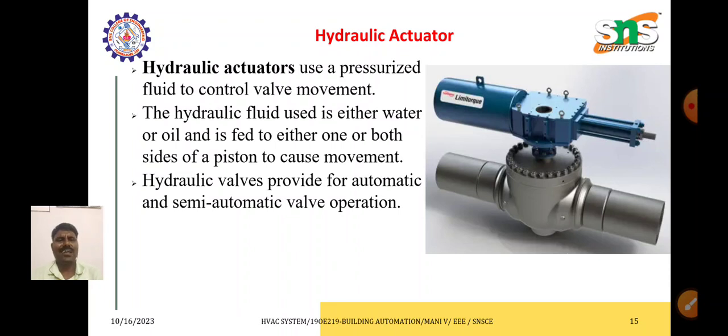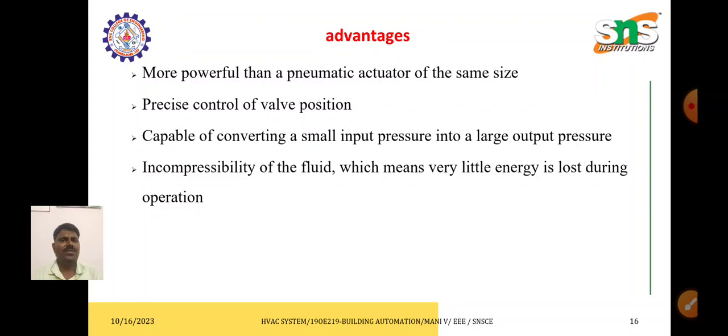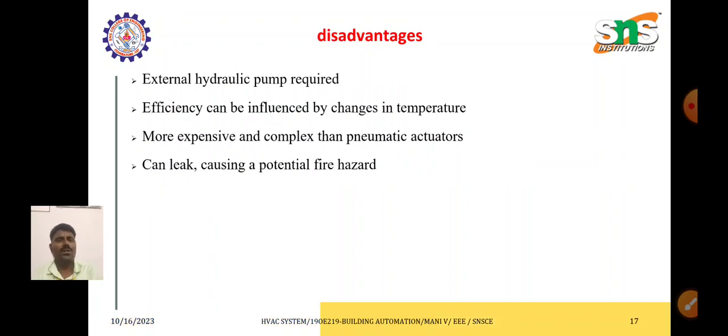A pressurized fluid is used to control the valve in HVAC applications. The advantages are that it is more powerful than a pneumatic actuator of the same size, it gives very precise control of valve position, and it is capable of converting a small input pressure into a large output pressure. The disadvantages are that an external hydraulic pump is required, it is mandatory, and the efficiency can be influenced by changes in temperature, and it may leak, so the potential fire hazard is very high.